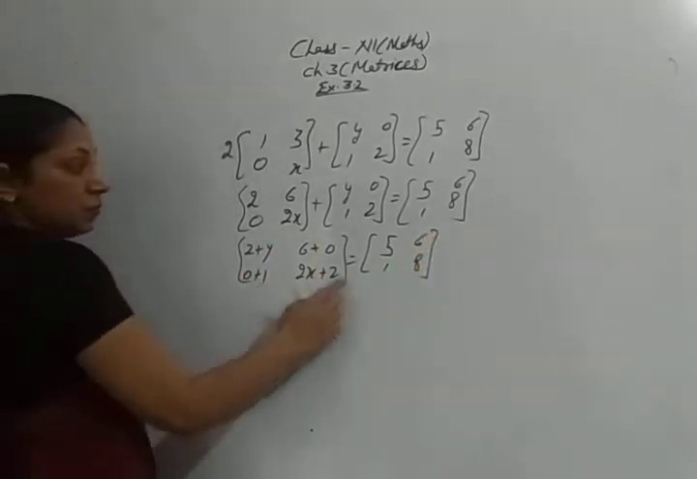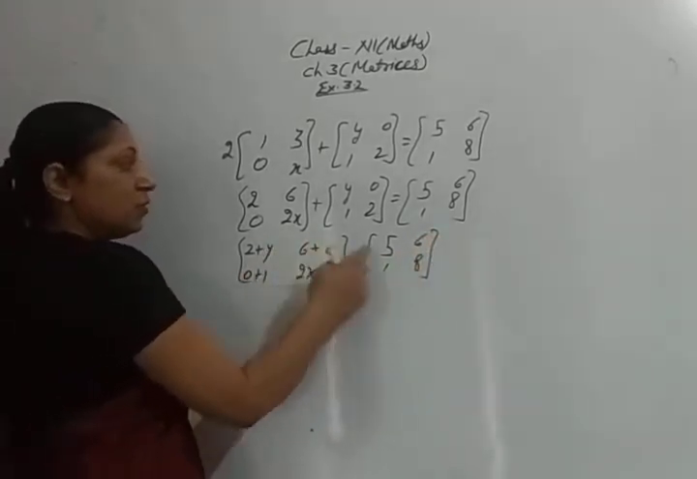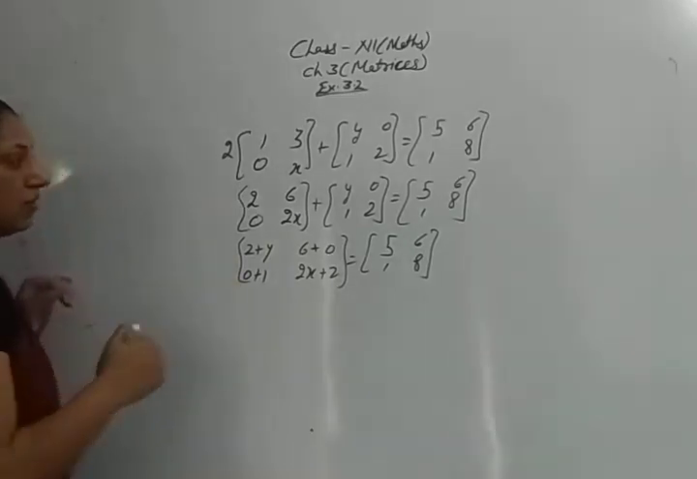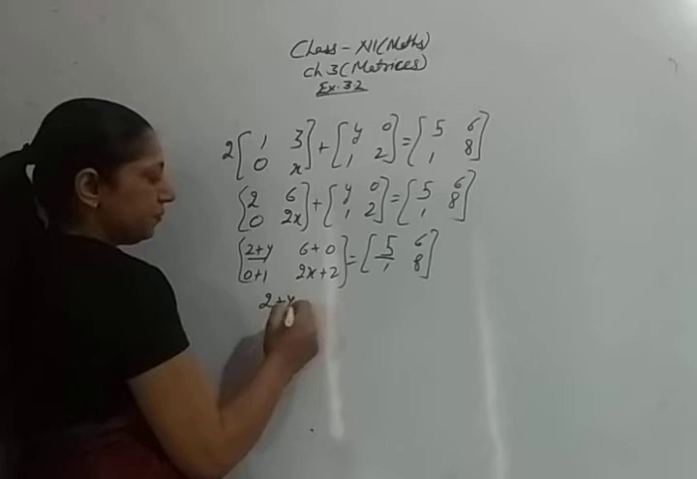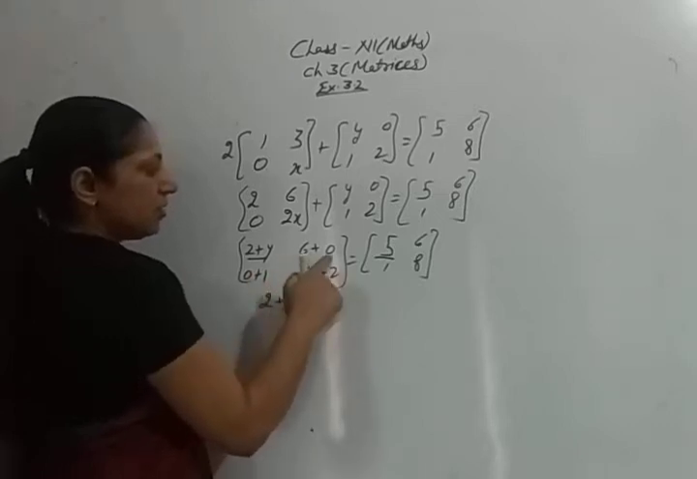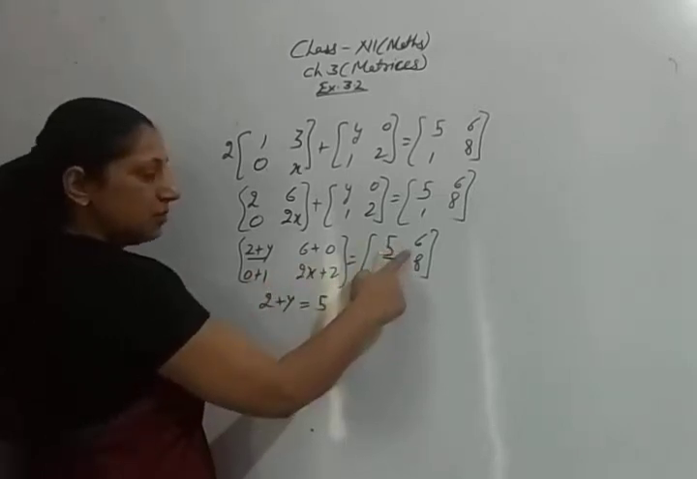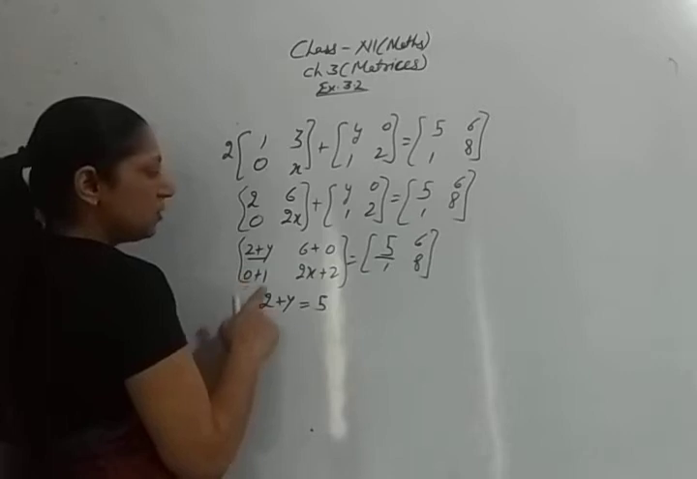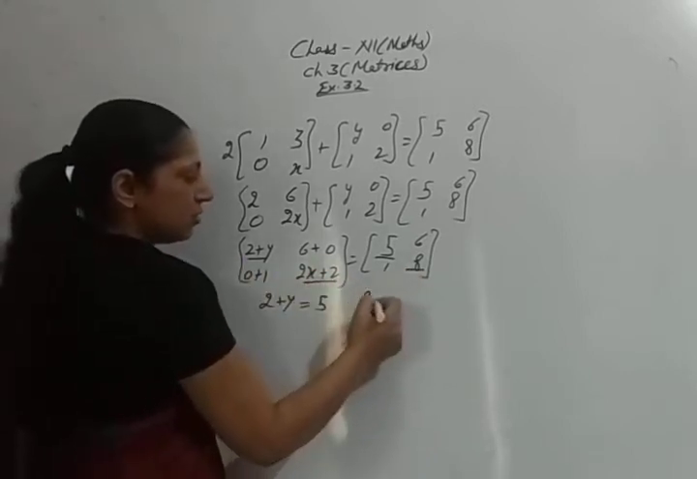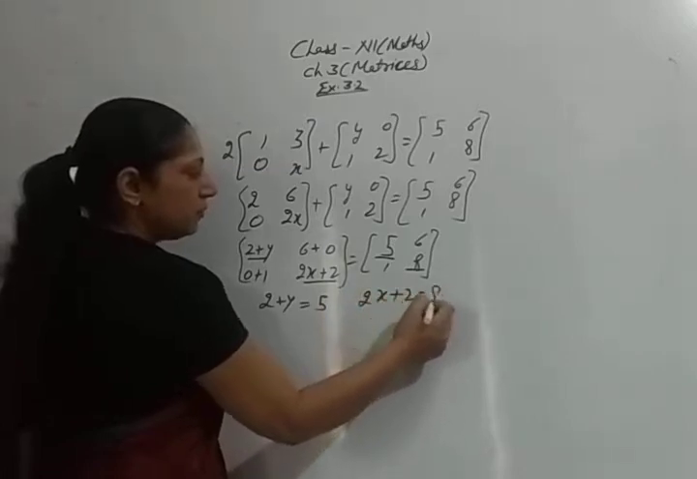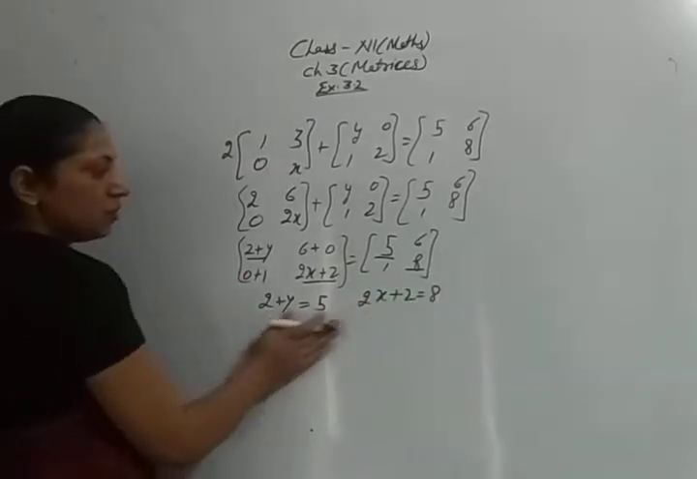Now if two matrices are equal, then their corresponding elements are also equal. So compare the values. 2 plus y is equal to 5. 6 plus 0, 6. 6 is equal to 6, but we don't need that. Now 0 plus 1, 1 equal to 1. That is also right. So take this one: 2x plus 2 is equal to 8. So solve these two equations.